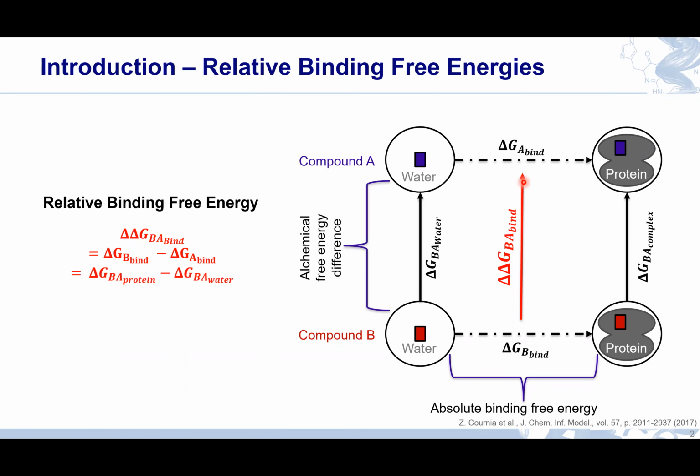So an alternative approach would be the alchemical free energy difference calculation, which you can also use to get the relative binding free energy. And this tends to be faster usually.